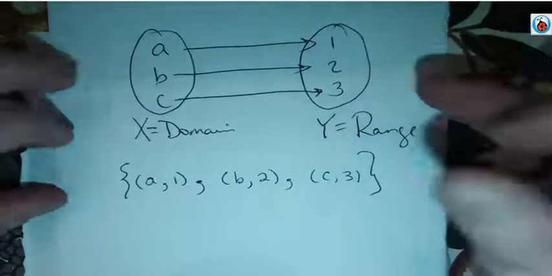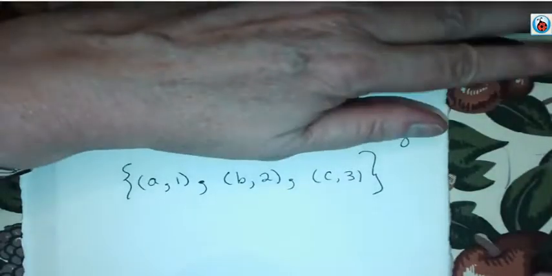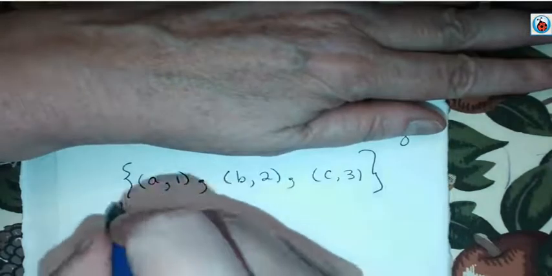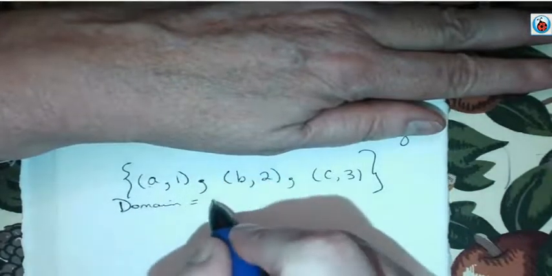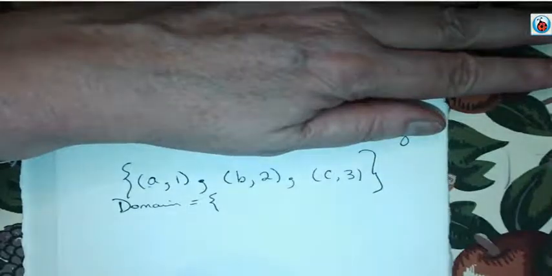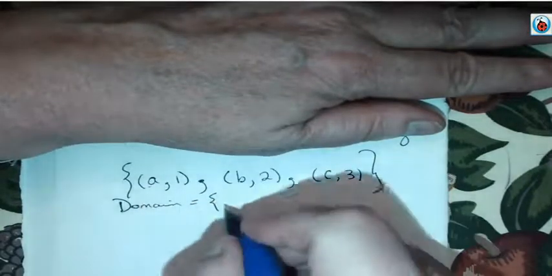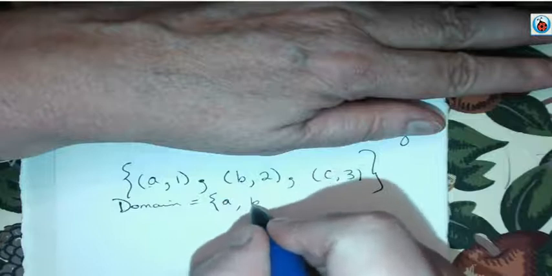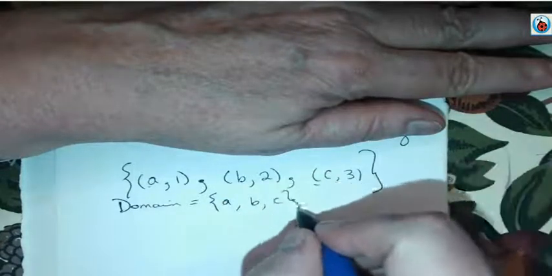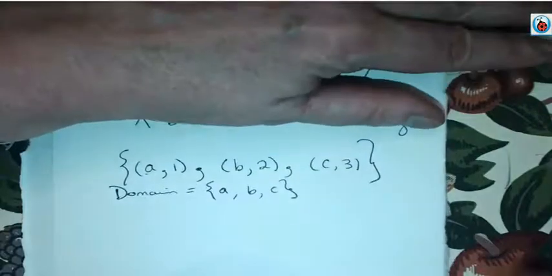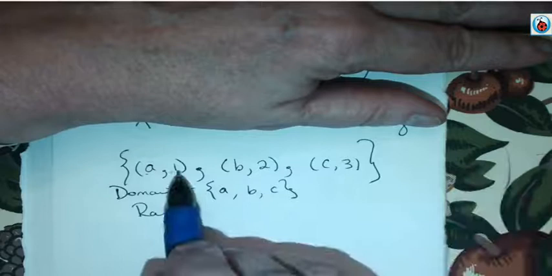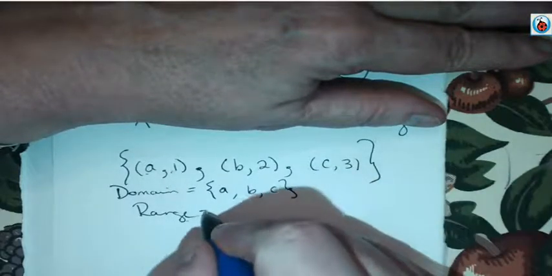They're exactly the same. What is the domain? If you're just given this, the domain is going to be the set of first entries. Now remember, set notation does not have repetition. So I have A, then B, and then C. So none of those were repeated. If they were, I would not write them down more than once. And what is the range? Well, the range is going to be what's in the second entry.